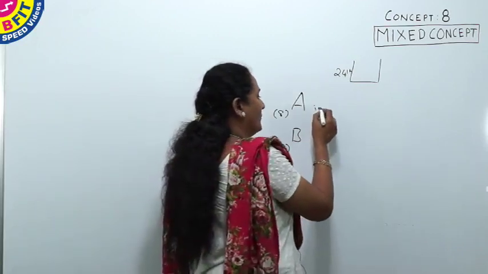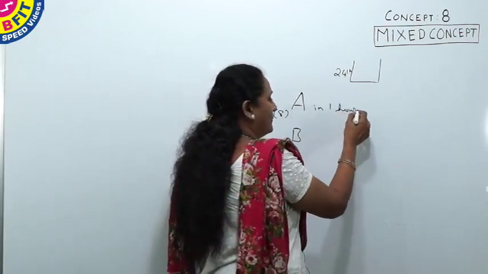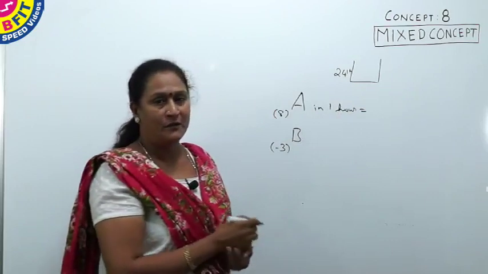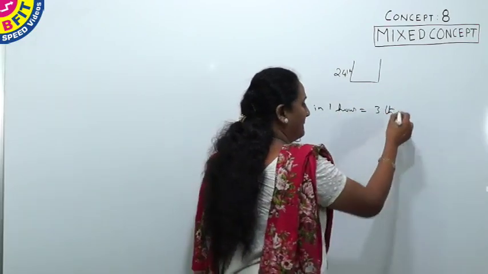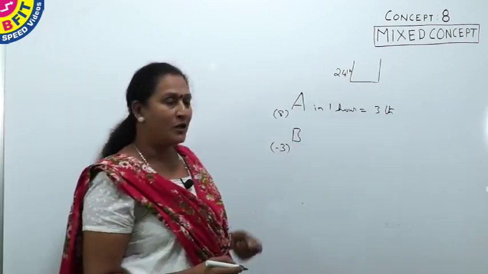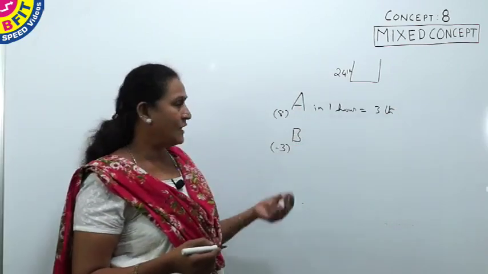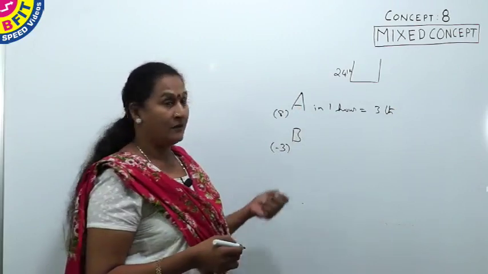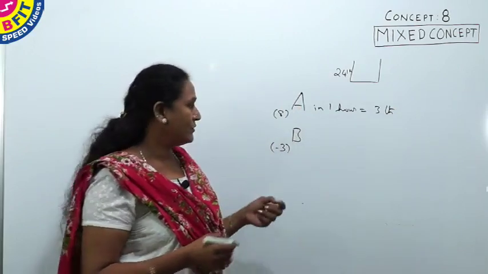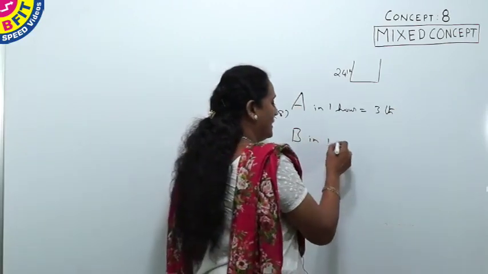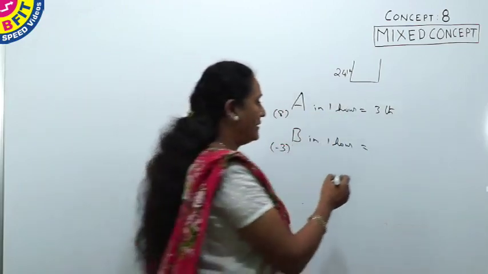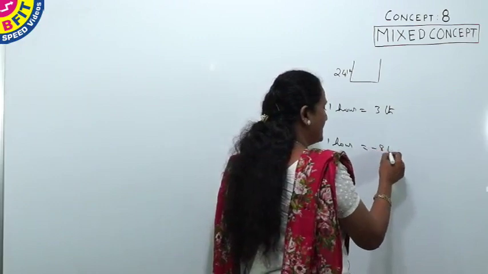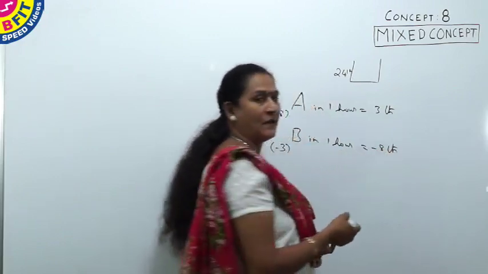So if so, in 1 hour, how much water can A pour? 24 by 8, it is 3 liters. And how much water can B empty in 1 hour? It can empty the tank in 3 hours, so in 1 hour it can empty 24 by 3, it is 8 liters. As it is emptying, so we will have minus 8.